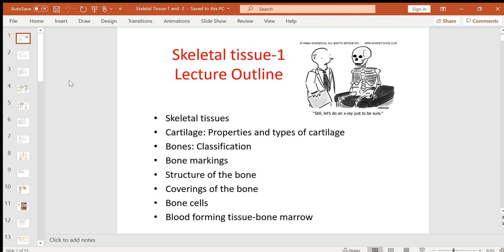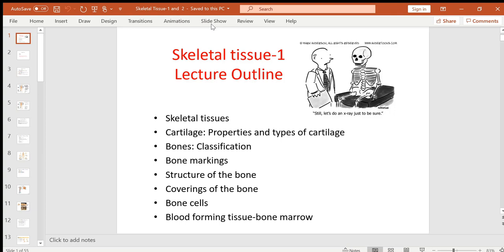Hello everybody, today we will talk about the skeletal tissue. Skeletal tissue forms the structures that form the skeleton. So the structures of the skeleton are formed by the skeletal tissue. First, we'll see the structures. Those are formed by the skeletal tissue.